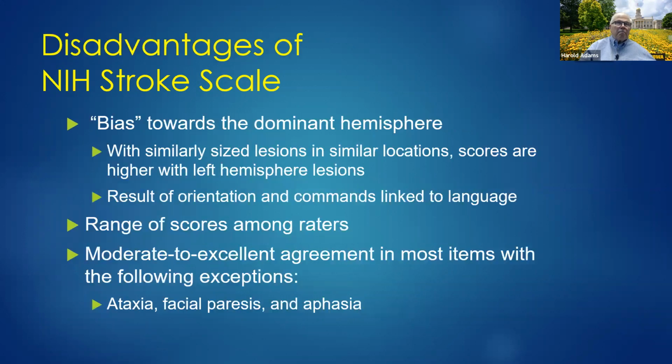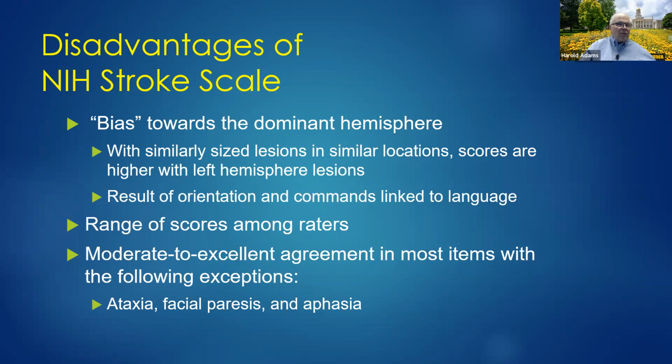Next slide. Now, there are some disadvantages of the NIH stroke scale. When we brought it up, we found out that there is a bias towards the dominant hemisphere. So if you look at CT volume as a control, as an outcome measure, strokes in the right hemisphere have lower scores than those in the left. And this has issues related to a couple of questions in the cognitive assessment, which are orientation and commands, which are obviously strongly linked to language.